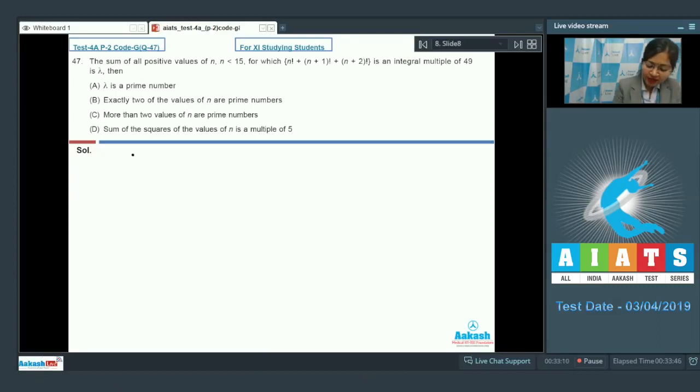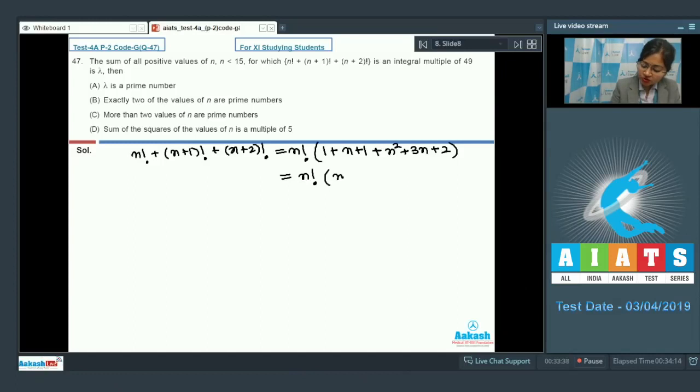Let us say the value n factorial plus n plus 1 factorial plus n plus 2 factorial. This is equal to, taking n factorial common, we will get 1 plus n plus 1 plus n plus 2 into n plus 1. That will give me n square plus 3n plus 2. Further, it can be written equal to n factorial into n square plus 4n plus 4, right? Which is a perfect square. So we can write it as n plus 2 whole square.